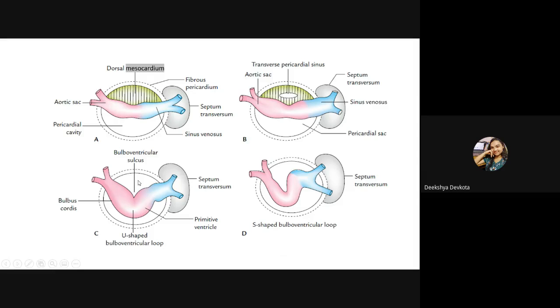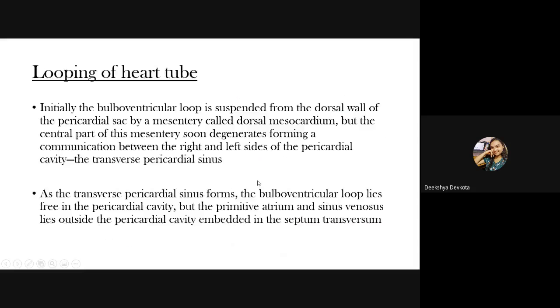As the dorsal mesocardium gradually disappears, this bulboventricular loop becomes U-shaped, and the bulboventricular sulcus appears here. And the caudal part, which was previously embedded in the septum transversum, also becomes free and enters the pericardial sac. Now, after all these phenomena, our cardiac loop becomes S-shaped. Okay, so this is it.